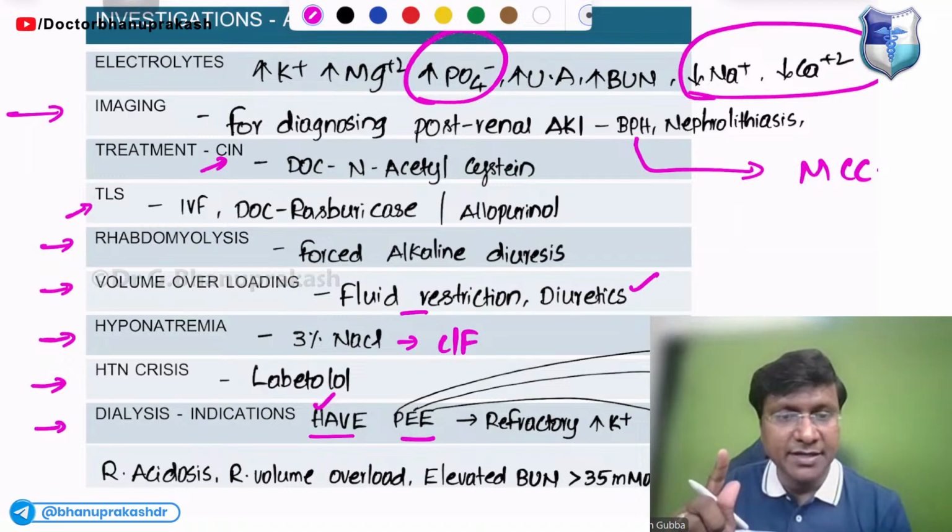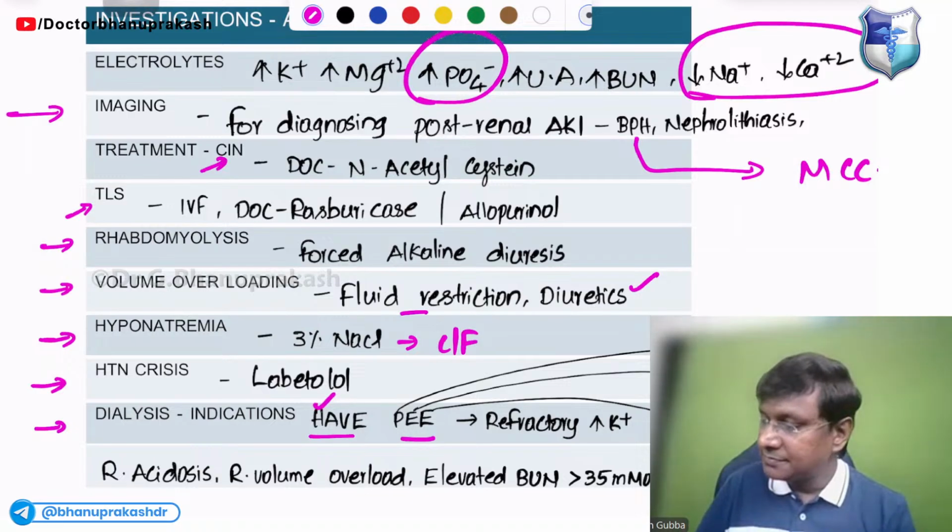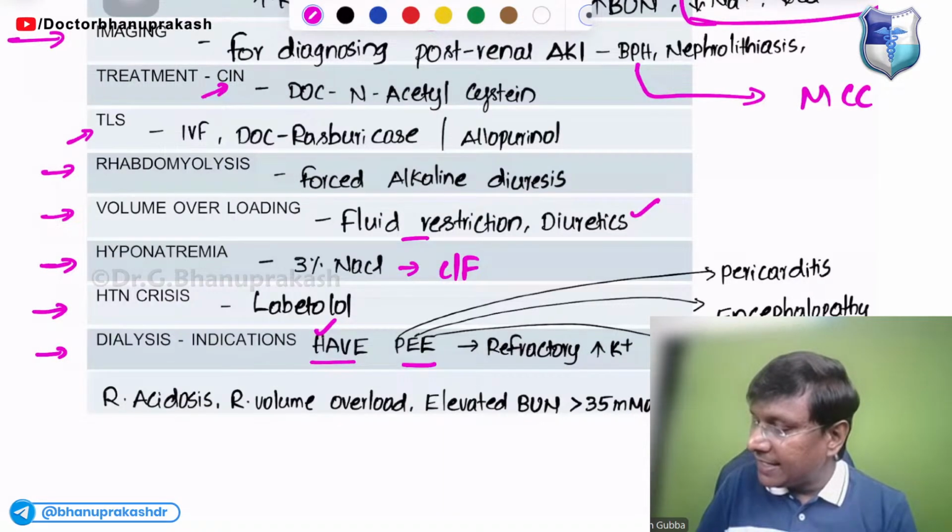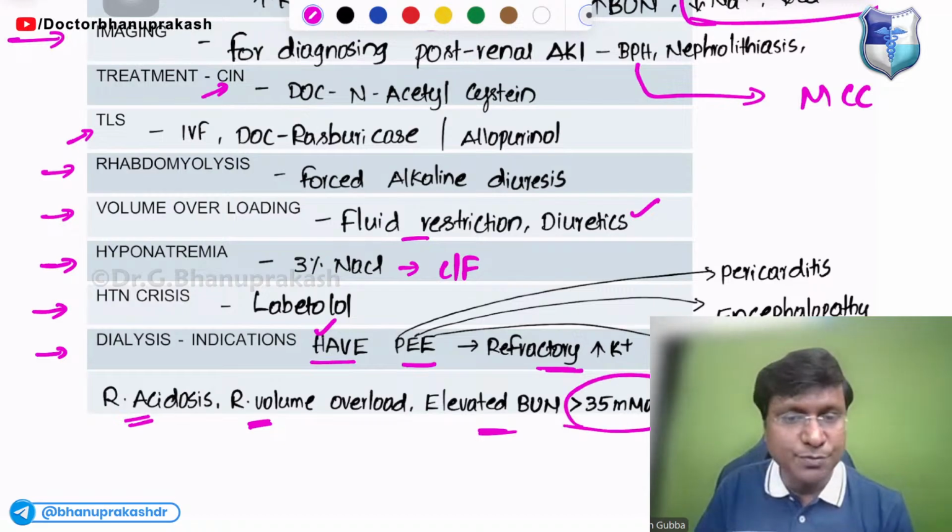refractory hyperkalemia. A stands for refractory acidosis. V stands for refractory volume overload. E stands for elevated blood urea nitrogen more than 35 millimoles per liter.